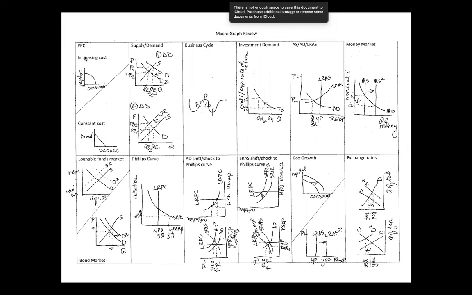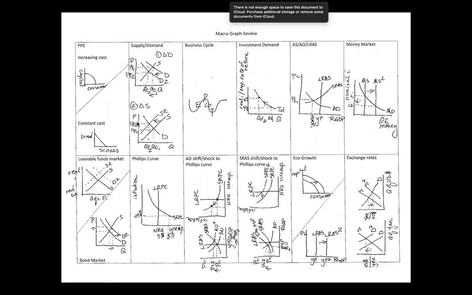There's two kinds. There's increasing cost, which is bowed out, and there's constant opportunity cost, which is a straight line. More often than not, you'll be dealing with a whole economy, which will make you put capital goods on the vertical axis and consumer goods on the x-axis.